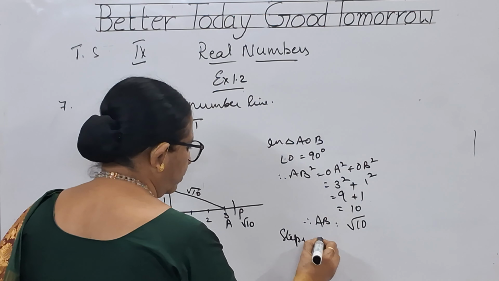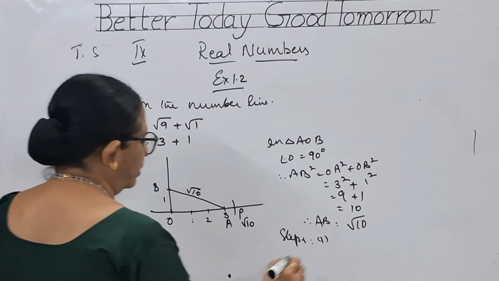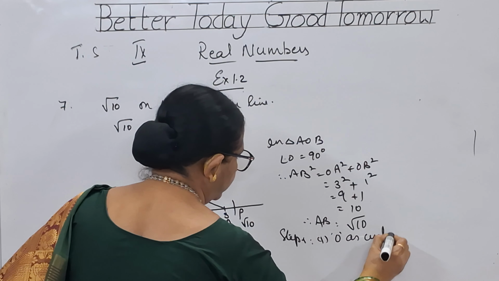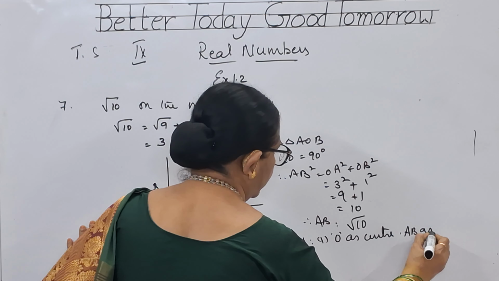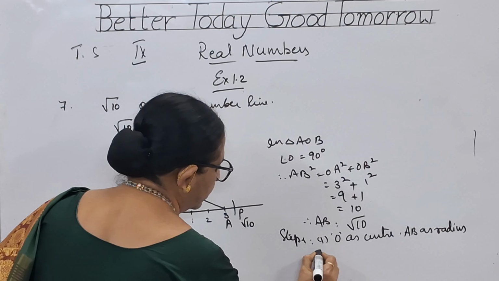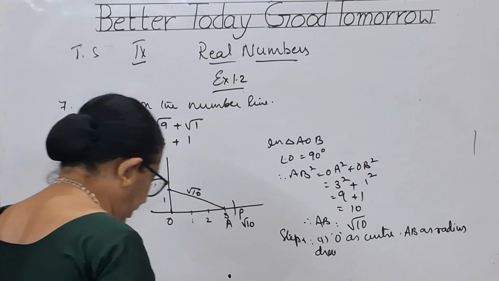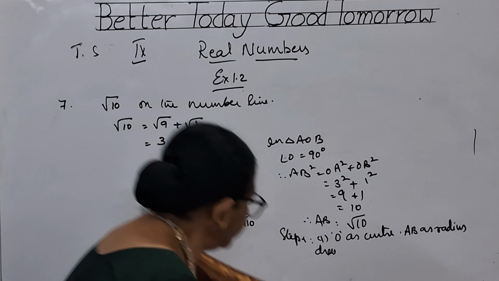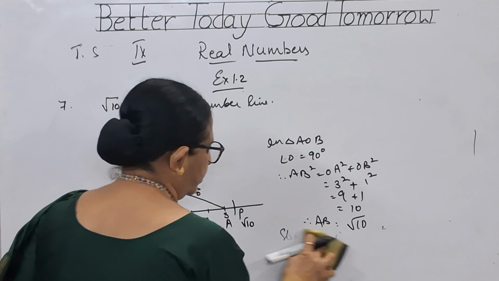You will be writing the first step will be O as a center, AB as radius. Draw. Instead of drawing, you are cutting the arc. So, cut an arc. You write? Cut an arc. I will write, otherwise the steps in a separate place.